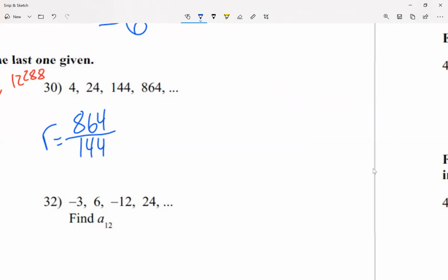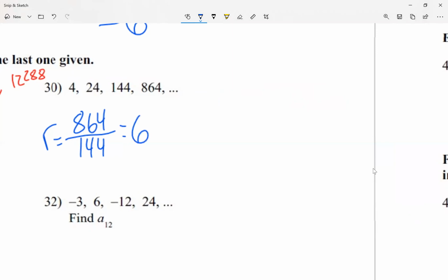So a number divided by the previous number. Remember, previous is the one right before it. I chose the last 2 numbers. You could choose the second and the third. Any number divided by the previous number. In this case, it actually gives me 6.